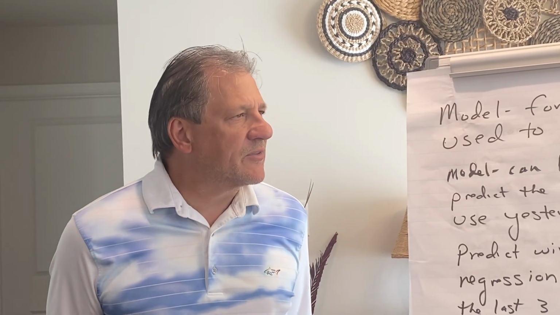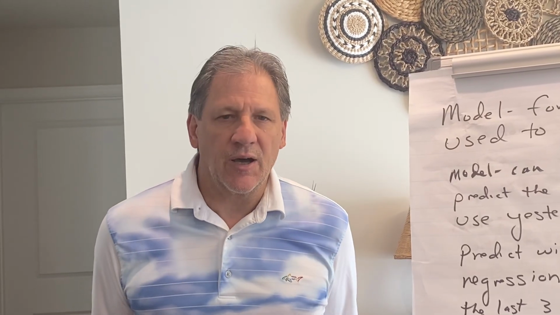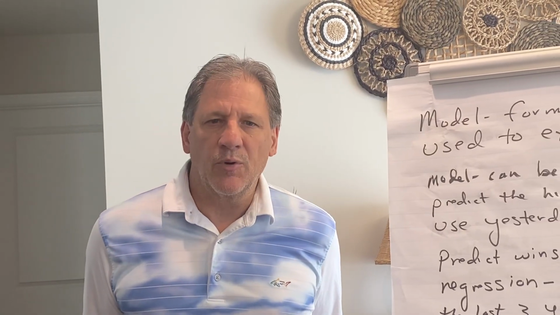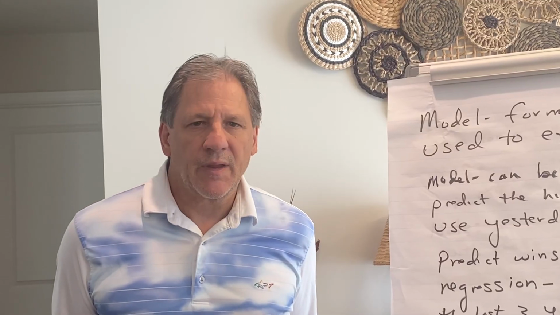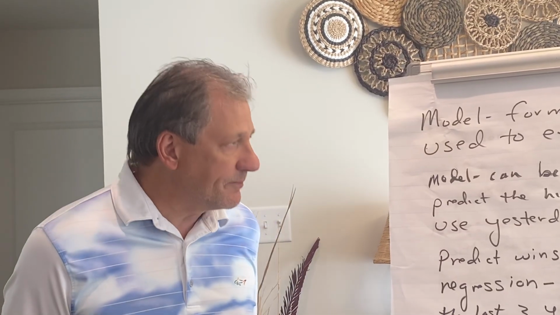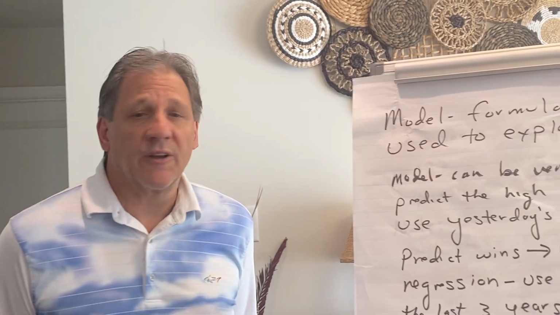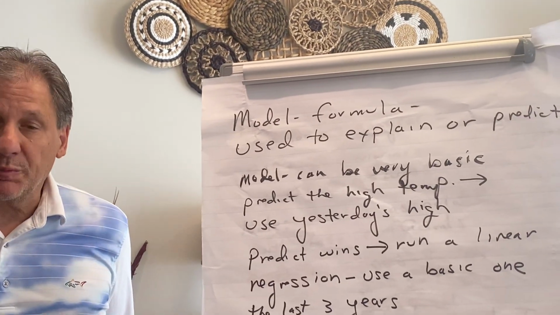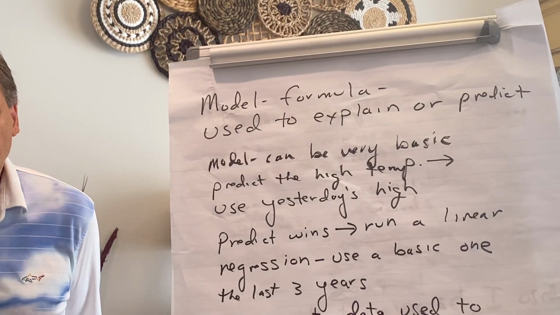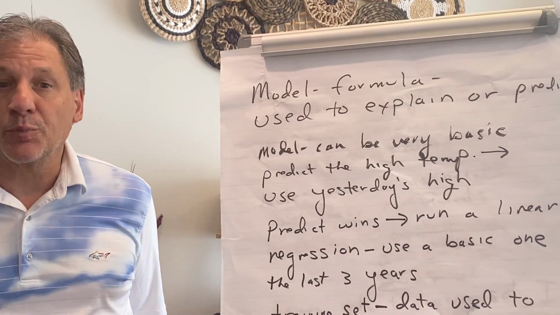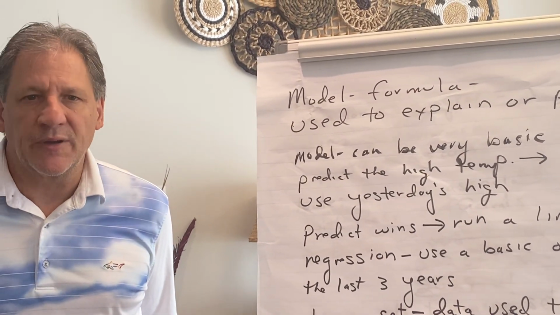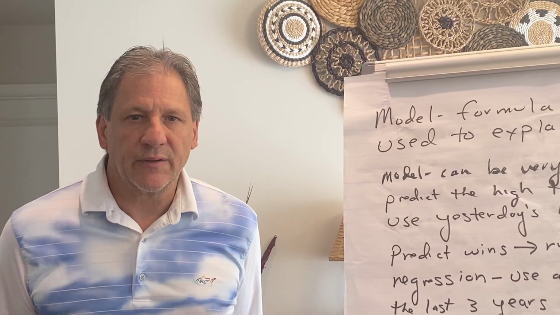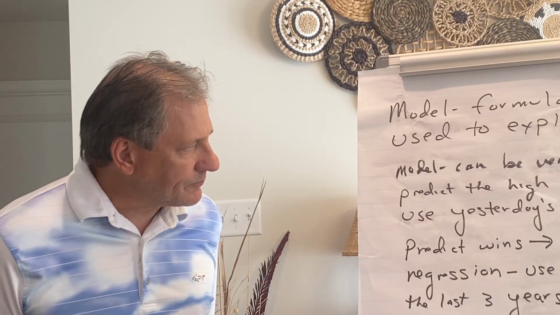So I wanted to give just a basic explanation of what a model is and go over a routine example and then expand on that a little bit towards the end. A model is really a formula, and it's used to either explain or predict. Usually the context is to predict, and in fact that's what you probably hear a lot of times, again, whether it's stock market, football, whatever.